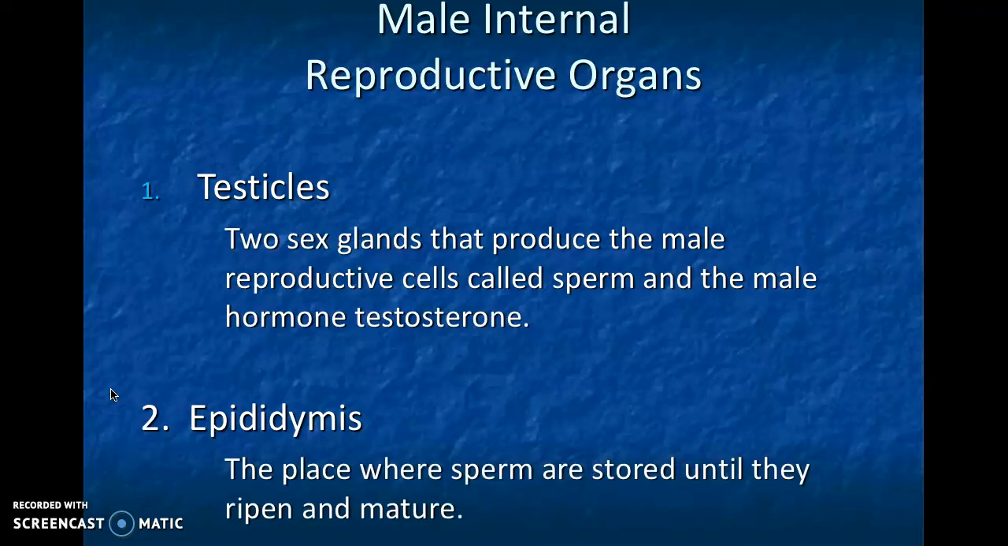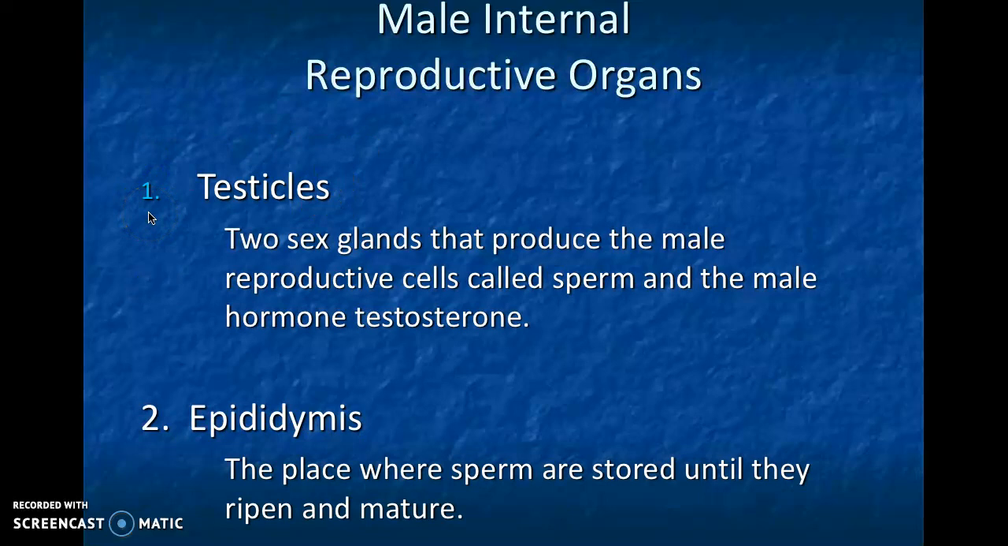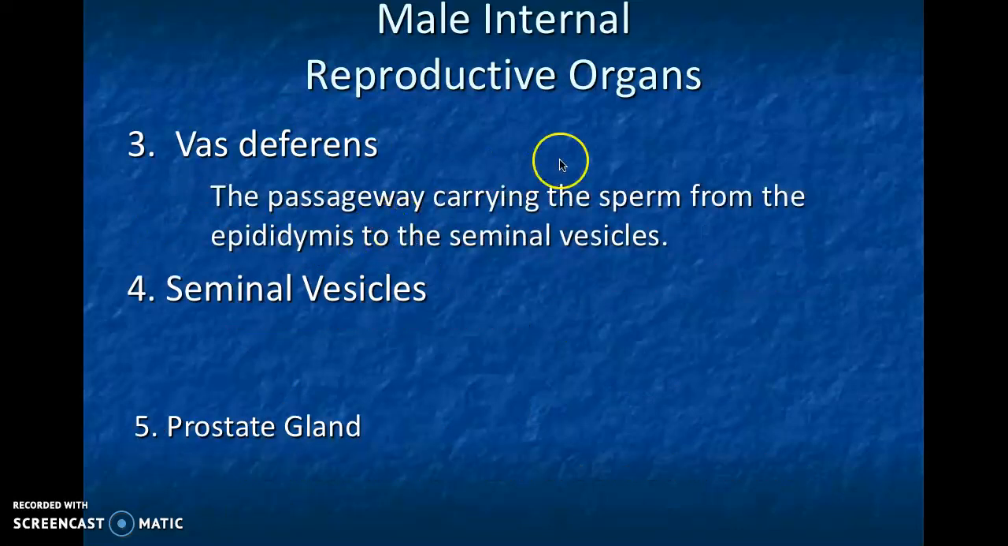The epididymis is the place where sperm are stored until they ripen and mature. One of your assignments you're going to be doing in this class, it'll be very beneficial for you to understand the pathway of sperm. So just know that at puberty, they're produced in the testicles, with the help of testosterone. Once produced in the testicles, they'll go to the epididymis, where they mature a little bit. And then the vas deferens is kind of like, I like to think of it as a long pathway or highway, and you'll see in some of the pictures I'm going to show you in just a second. No worries, they're not graphic pictures. It's a passageway that carries the sperm from the epididymis to the seminal vesicles. So it really is just a passageway.